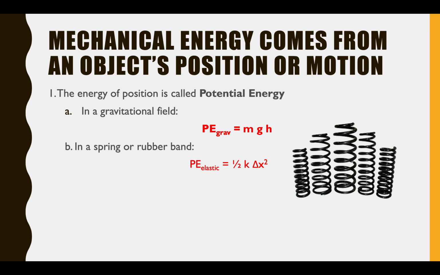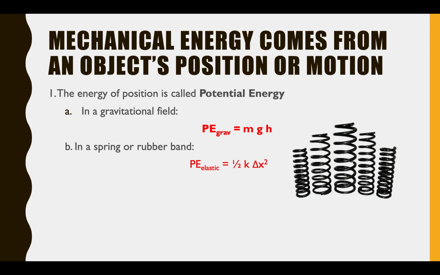K is called the spring constant. That's a measure of how difficult it is to stretch or compress the spring. It's essentially how stiff the spring is. And then delta x is how much you are changing the length of the spring, right? So the more that you stretch or compress the spring, the more energy that you're going to be storing in that spring. Okay, so here it is, two kinds of potential energy: gravitational potential energy or elastic potential energy.